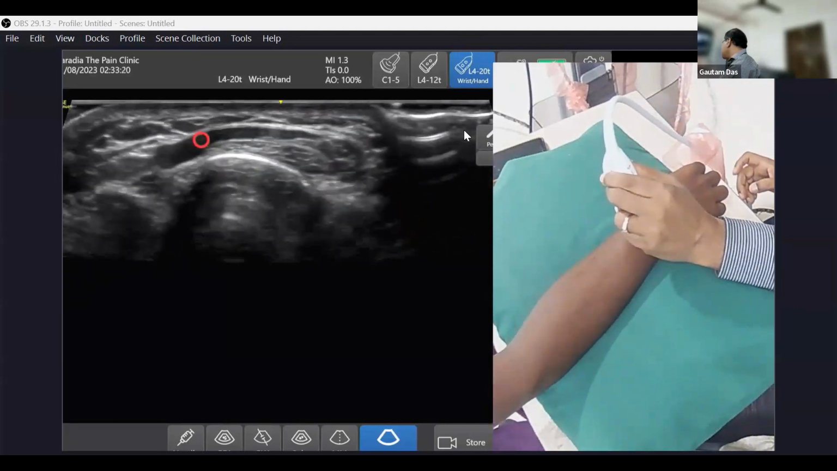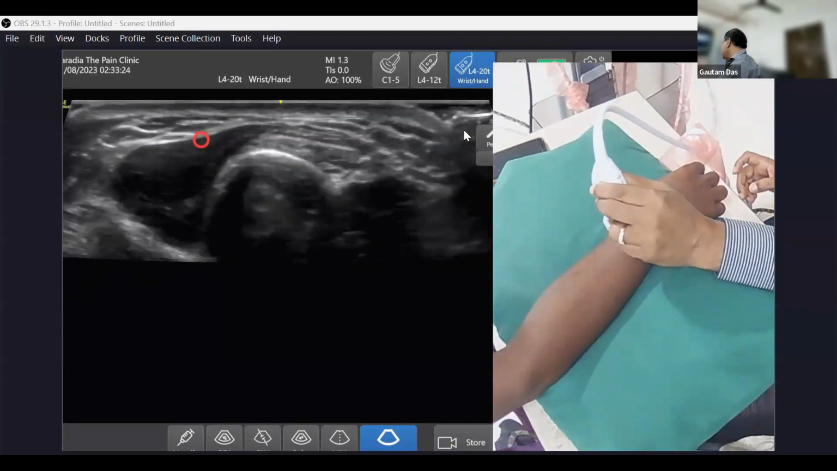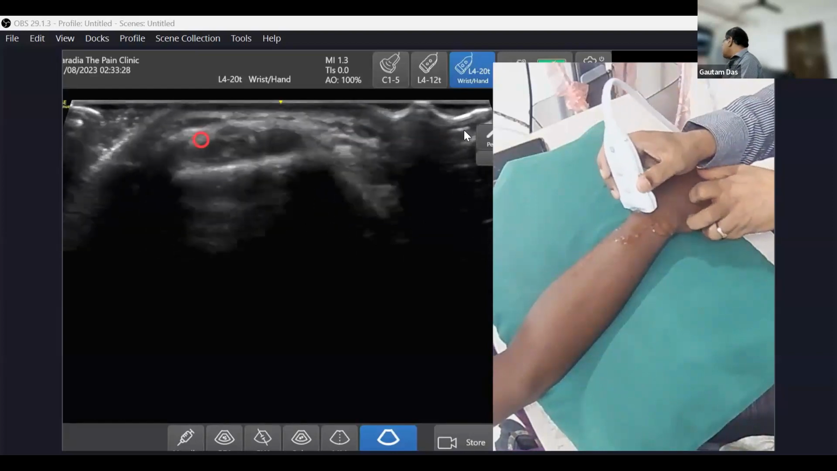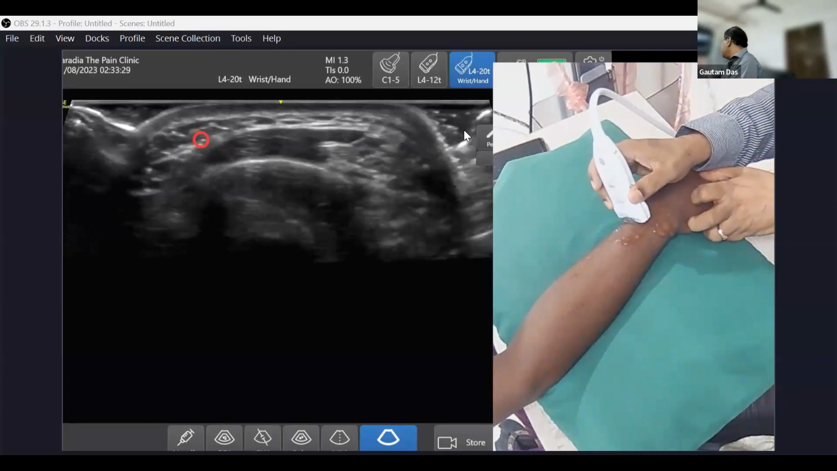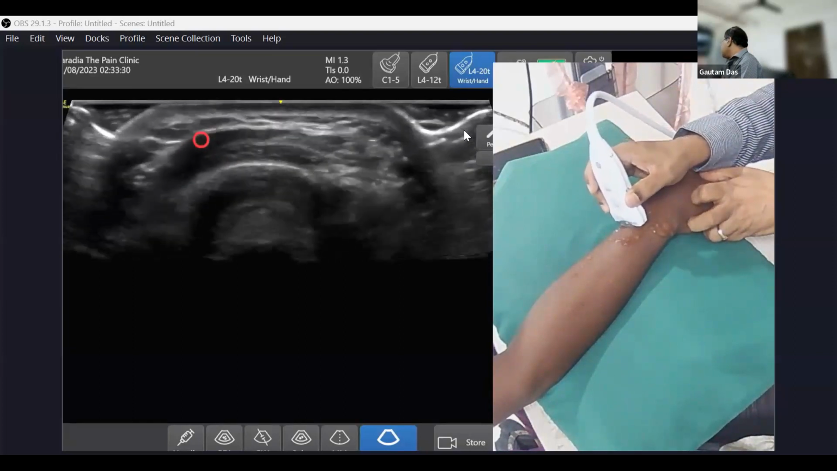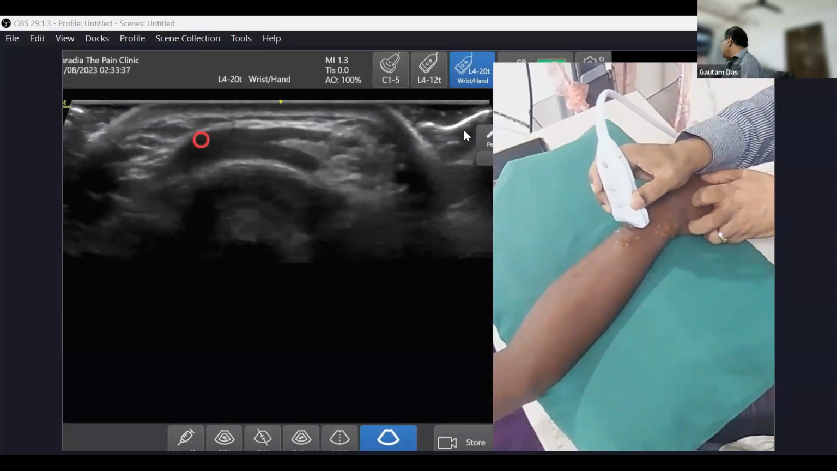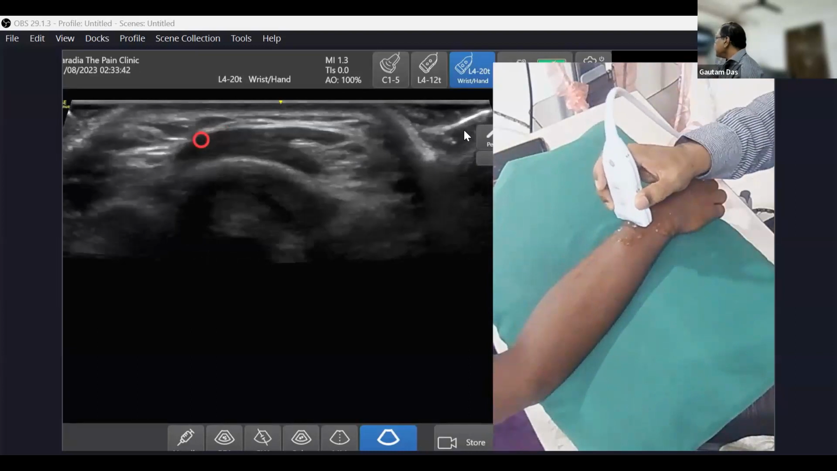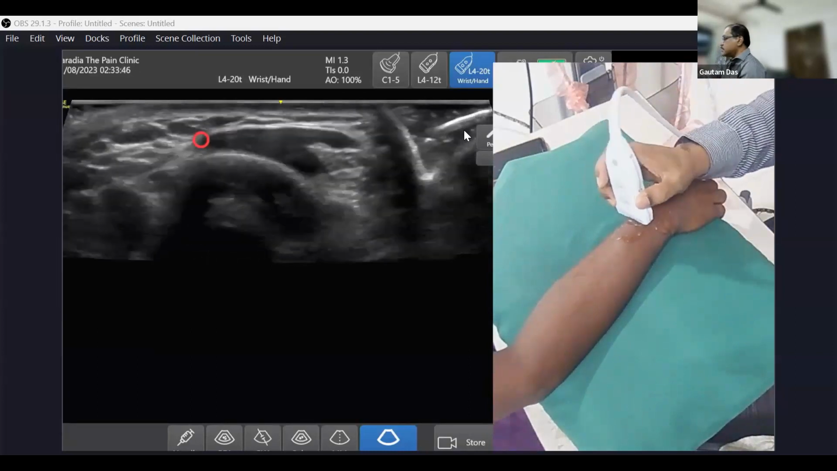So this was your extensor pollicis brevis and abductor pollicis longus is coming in. The abductor pollicis longus and extensor pollicis brevis are just crossing over it. This is the area of the proximal intersection. They are crossing over the second compartment tendons. Is it clear to everybody? So the first compartment tendon is going over the second compartment tendon, and that is the area of the proximal intersection.